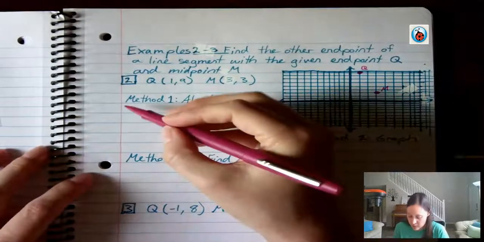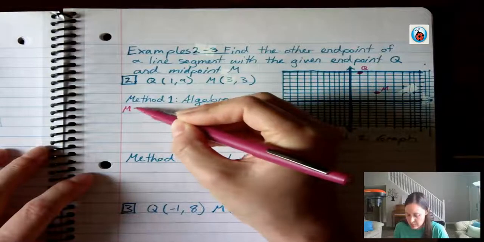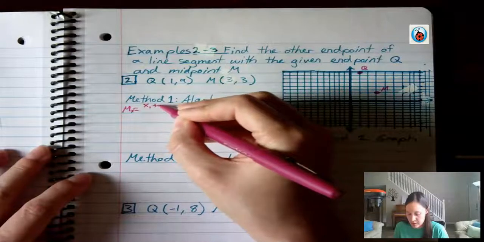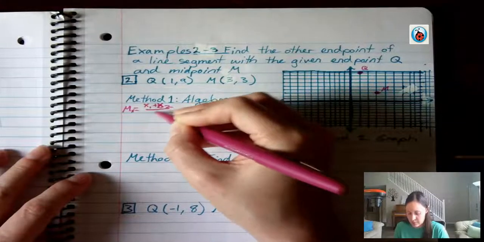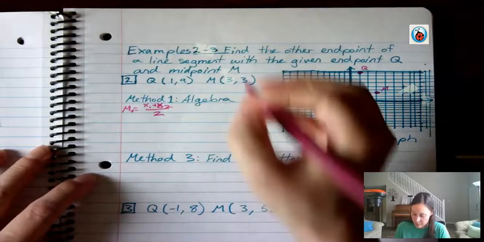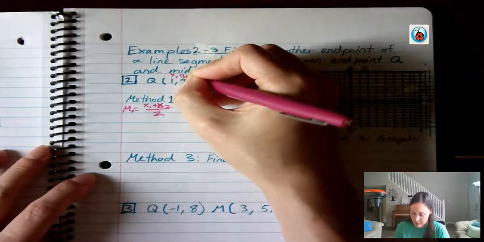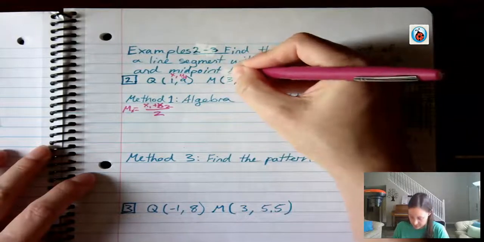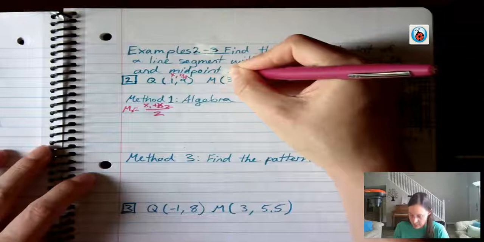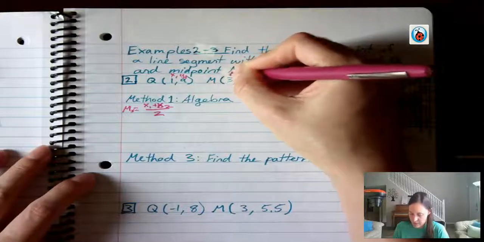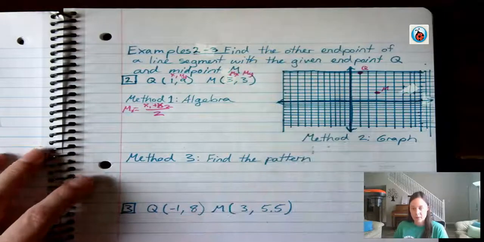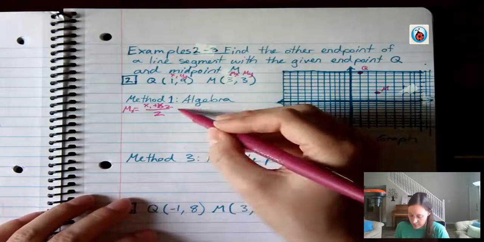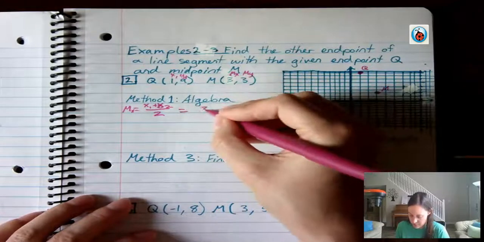Method 1 is with our algebra, which was midpoint of x equals x1 plus x2 divided by 2. This time I have my x1, I have my y1, because that's the endpoint. And then I have my midpoint, so this is my midpoint of x and midpoint of y. If you like algebra, it's really easy. We just plug in. I have my midpoint of x is 3.